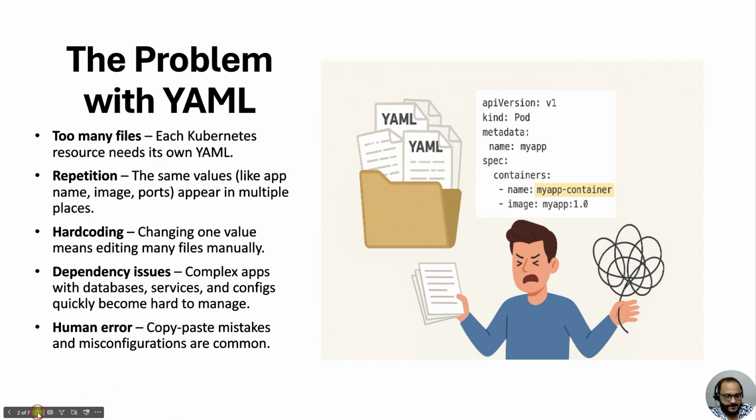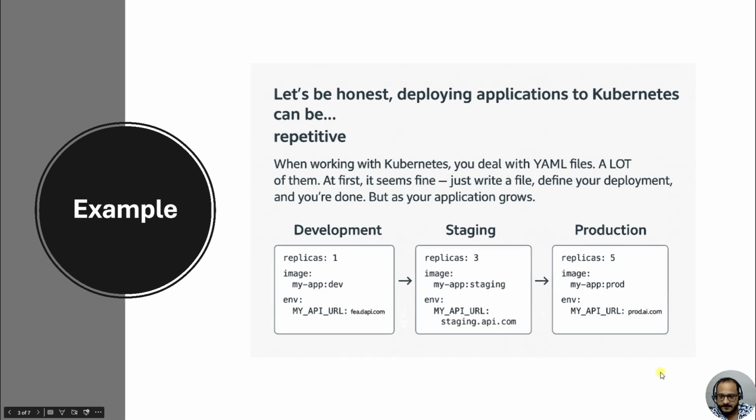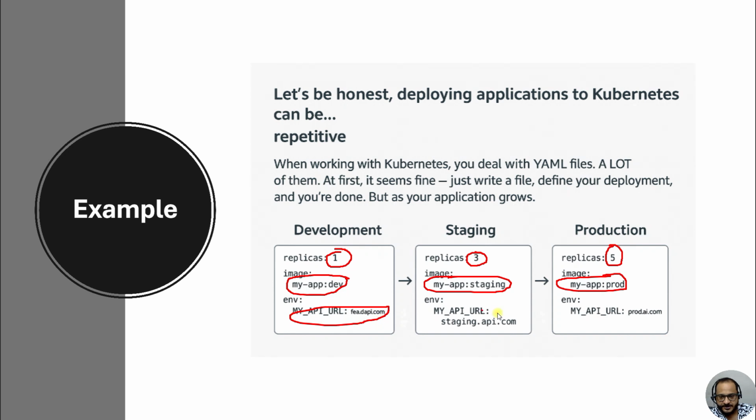Let me go to another slide. Okay, so suppose we have 3 environments: development, staging and production. For the development environment we need 1 instance of our application, for staging we need 3 instances, and for production we need 5 instances. Then the image name is also going to change based on the environment, and the URL is also going to change.